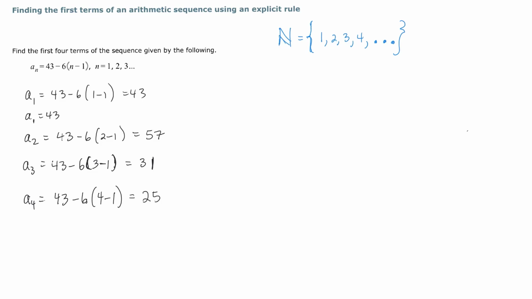Yeah, that's correct. All right, now let's write our final answers. A sub 1 is equal to 43. A sub 2 is equal to 57. A sub 3 is equal to 31. And then a sub 4 is equal to 25.